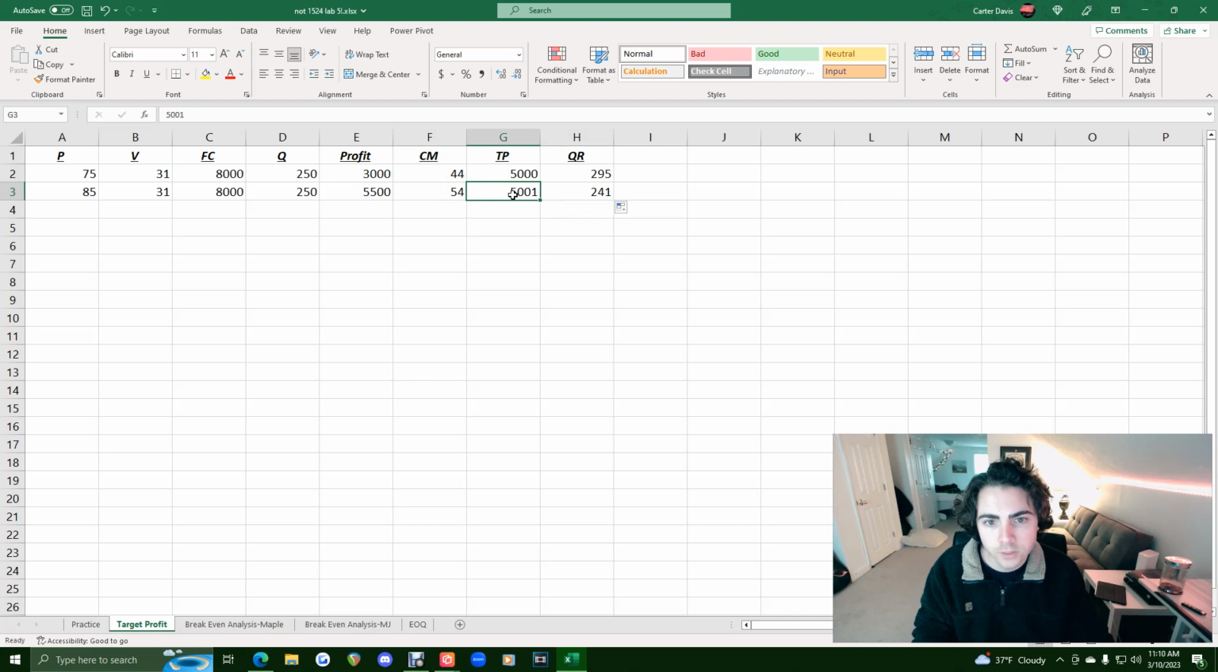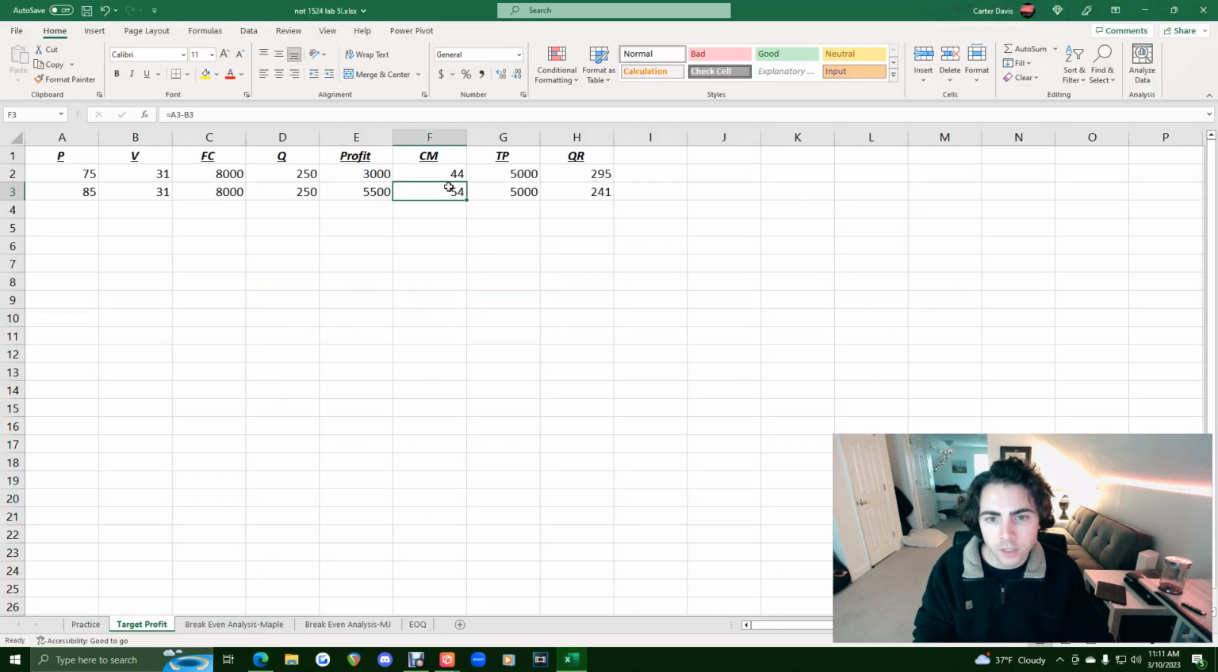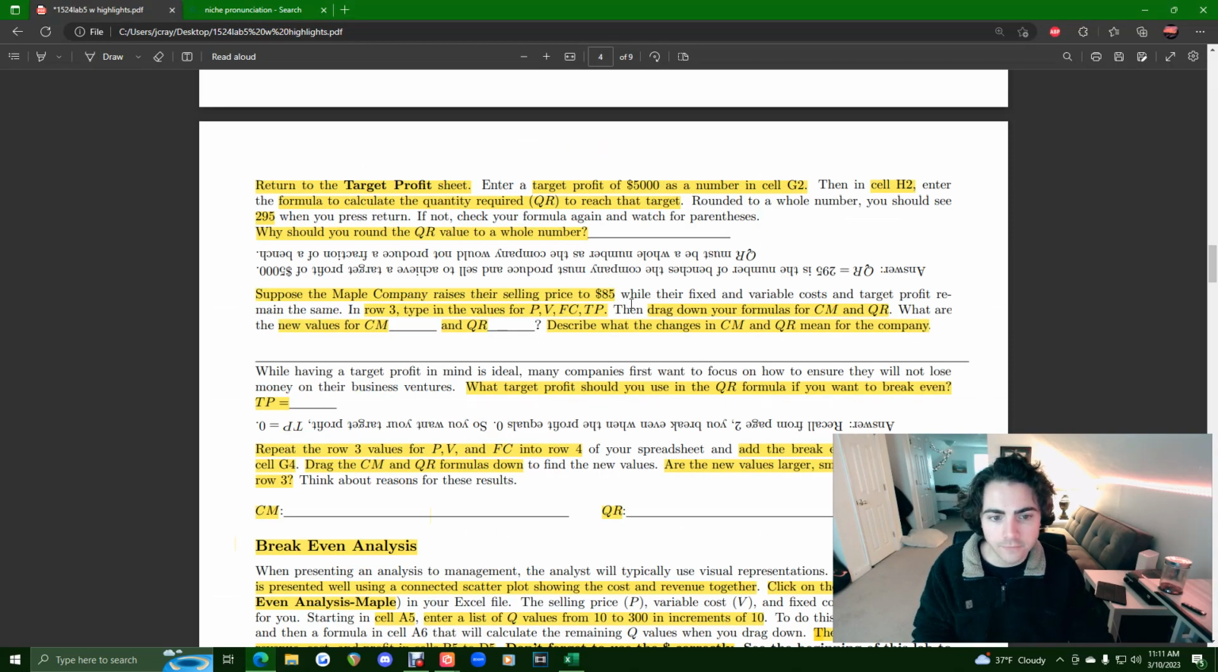So I'm going to keep this target 5,000. Let me make sure. Yeah, target profit still 5,000. Okay, so what are the new values for CM and QR? CM went up by 10 because you're selling it for $10 more. So the difference between production and selling price is a $10 difference. And the quantity required went down by 54 because you're selling them for $10 more each, so you don't have to sell as many to reach the target profit of 5,000.